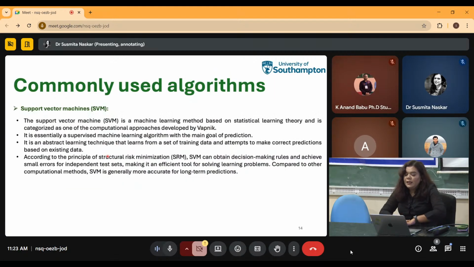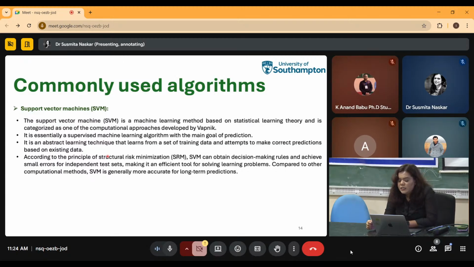Now there is another important one, which is the SVM, called Support Vector Machines. A support vector machine is also a kind of machine learning model, also based on statistical learning theory. It is essentially a supervised algorithm, not unsupervised. That means the design of this kind of model is a supervised learning algorithm, and its main goal is to make very accurate predictions. What makes SVMs unique is that they learn from the existing training data and then generate decision rules that classify or predict unseen data.